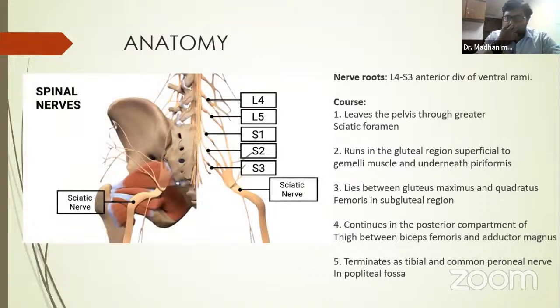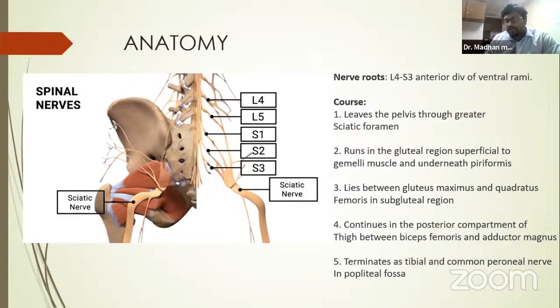So the L4, L5 from the lumbar, as well as from sacral S1 to S3, the anterior rami give origin to the sacral plexus. Out of that, the sciatic nerve is a major nerve. It forms within the pelvis and emerges out of the lateral side of the sacrum, and it leaves the pelvis and comes out of the greater sciatic foramen. After that, it lies in the buttock region.